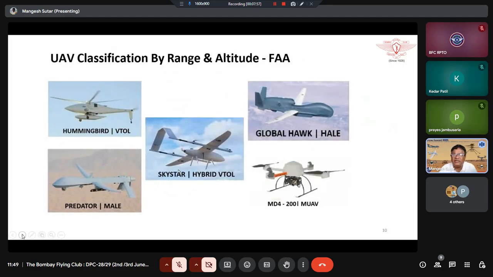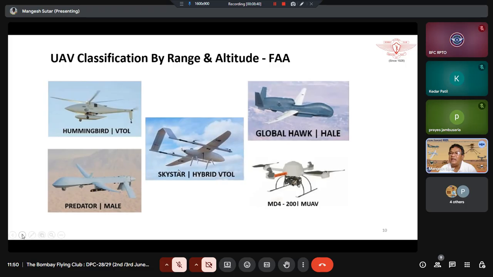So for your understanding, I have added some slides to give you perspective not only from the India perspective, but again from FAA, the Federal Aviation Administration. This UA classification is followed by the US, Canada, and even European countries. They follow it with respect to range and altitude. See, these are all very large drones. If you see from our drone rules 2021, these drones may fall under medium or large class drones. But they classify their drones with respect to the range and altitude.